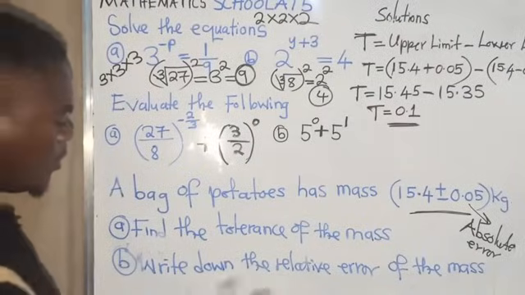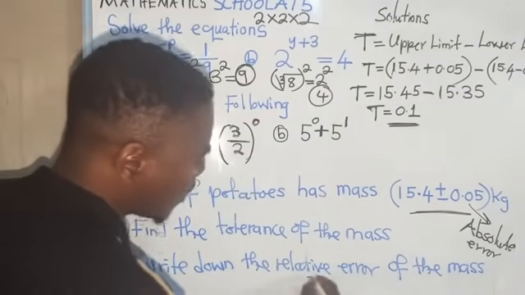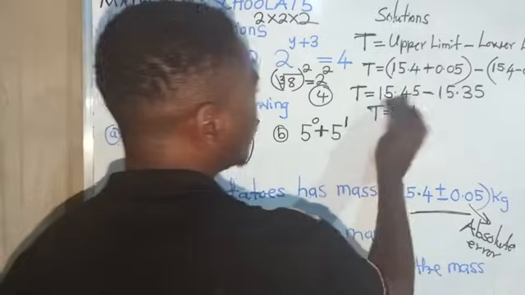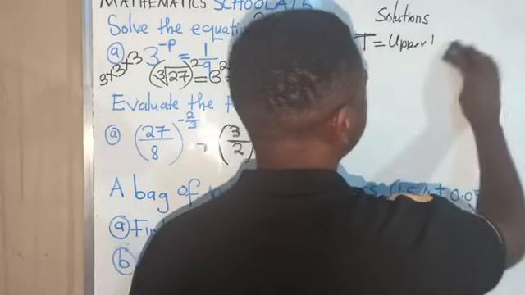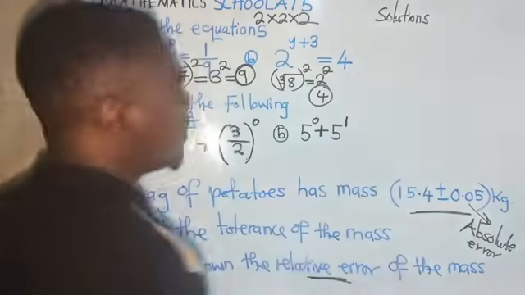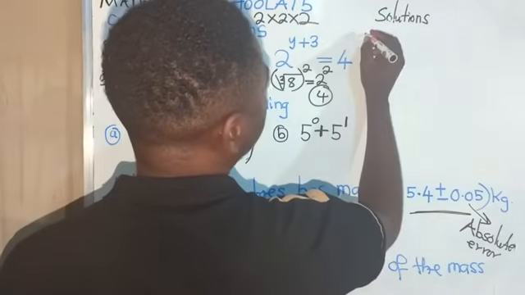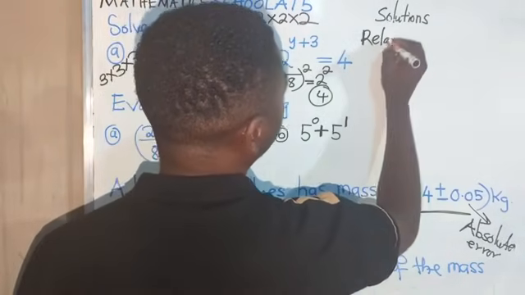So let us now go to this last question. Write down the relative error. So they want us to find the relative error. How can we find the relative error? How can we answer this question? So we are asked to find the relative error. The way we get to find the relative error, we want to find the relative error.